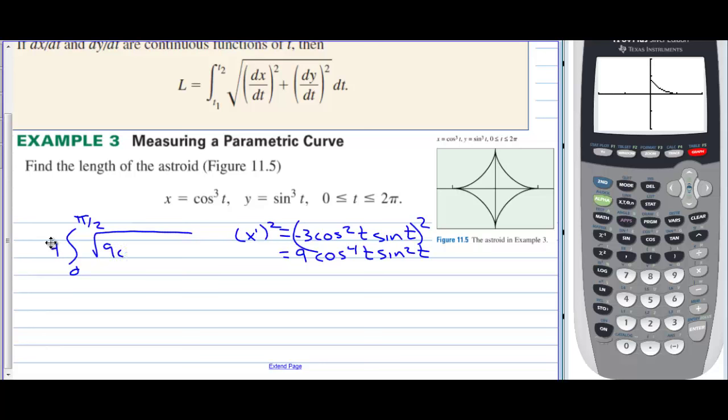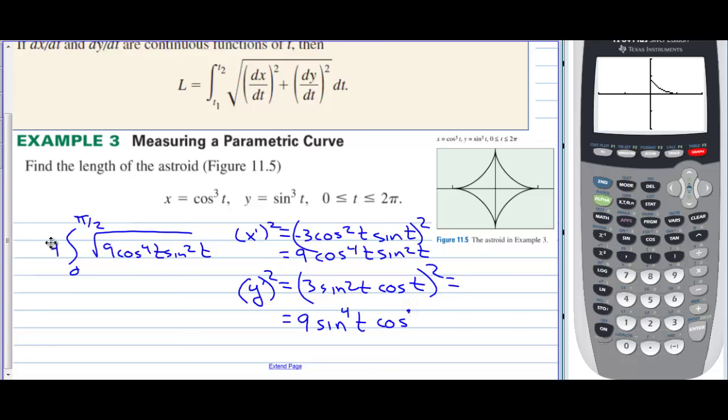So we have 9 cosine to the 4th t sine squared t, and then the derivative of y is 3 sine squared t times cosine of t, but we're going to square that. So we're squaring the derivative, which is equal to 9 sine to the 4th t cosine squared t. So now plus, under the square root still, 9 sine to the 4th t cosine squared t.